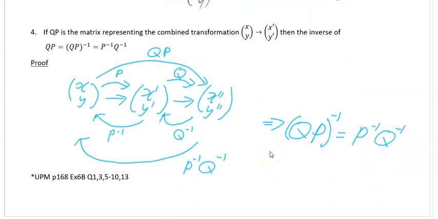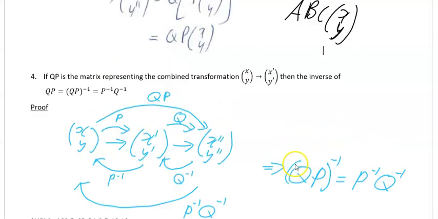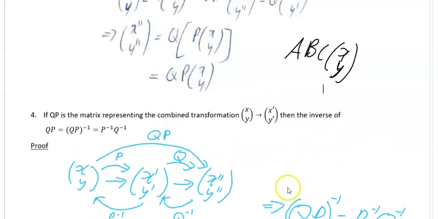Okay, the next bit is about this inverse. It says if QP is the matrix representing the combination transformation (x, y) to (x dash, y dash), then the inverse of QP is equal to (QP) to the power of minus 1. So that means you have to reverse the Q first and then reverse the P. So if you think back why that is, QP meant you did P first then Q. So if you're reversing that process, you've got to reverse Q and then you've got to reverse P. So that's really why that is.